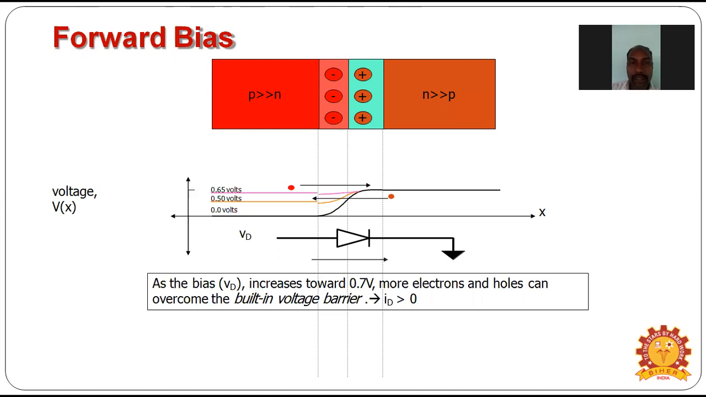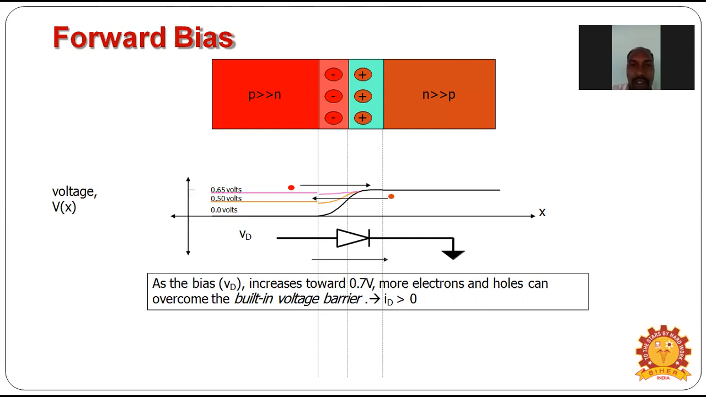The voltage is on the x-axis, and the same diode setup is in that form. You can see in the diagram that the normal position is 0.0 volt, and after that it is increasing to 0.5 volt.